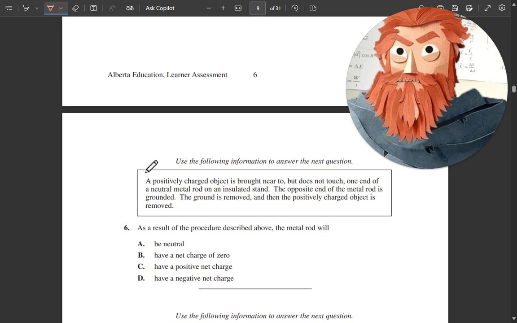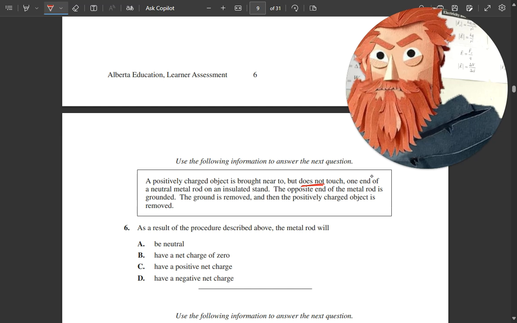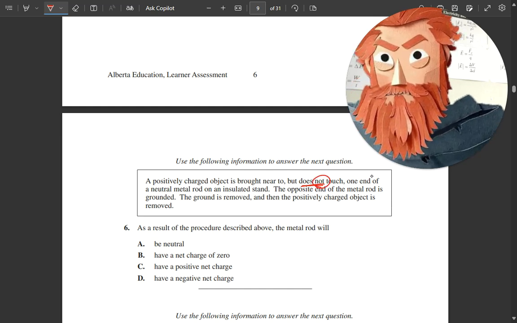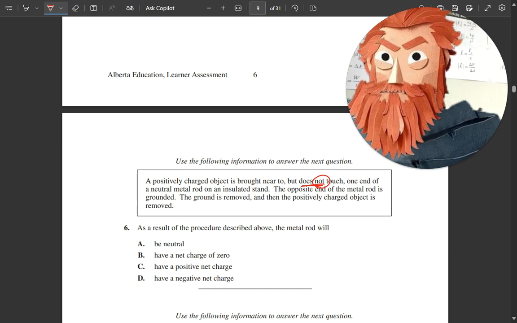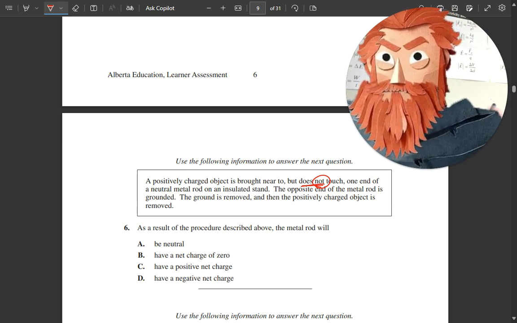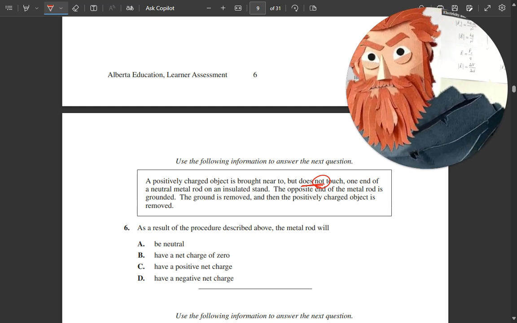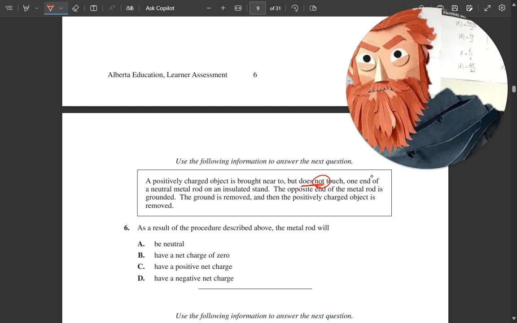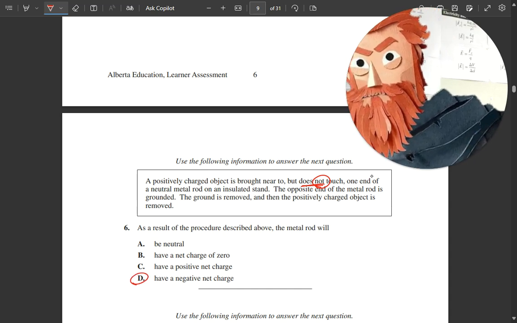Okay, so a positive charge is brought near to, but does not touch, one end of a neutral rod on an insulated stand. The opposite end of the metal rod is grounded. The ground is removed, then the positive charge is removed. So, okay, let's go through the steps. What I know is it's going to have a negative net charge. I always do the opposite. But why?